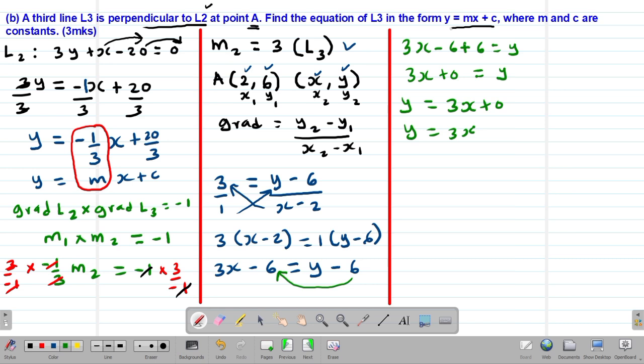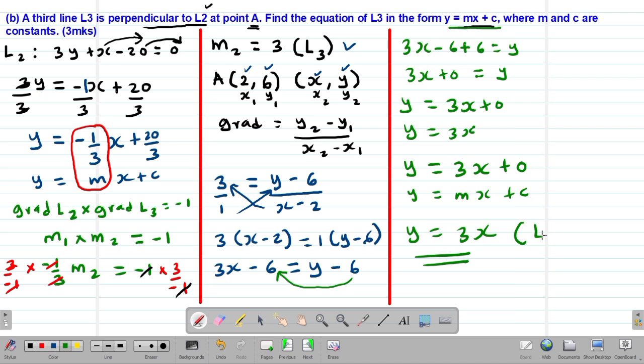But I was told to give the equation in the form y is equal to mx plus c. So the equation will be y is equal to 3x plus 0. It is exactly in the form y is equal to mx plus c, where the gradient is 3, then of course the value of c is 0. So we can just state it as y is equal to 3x. Therefore, this is the equation of the line L3.